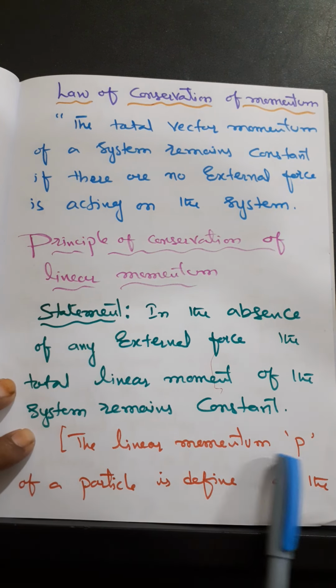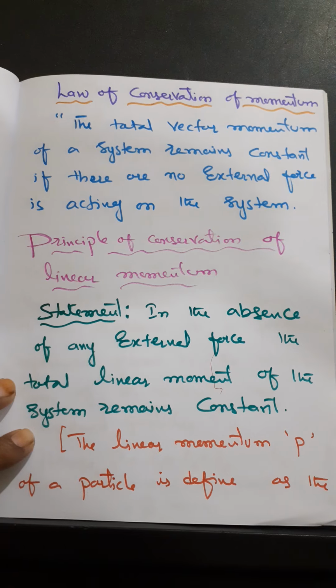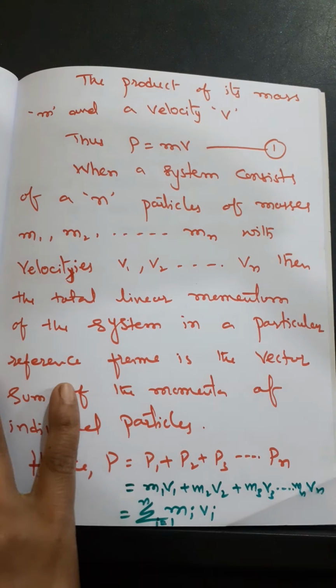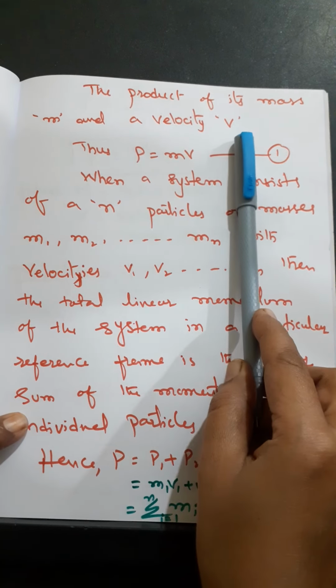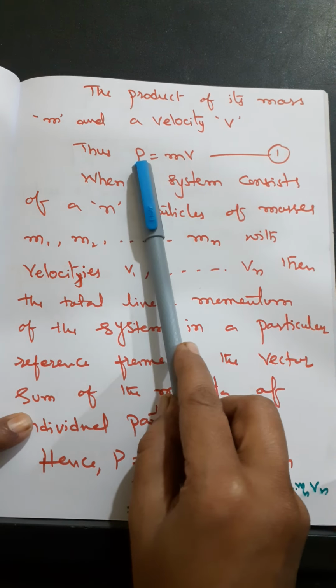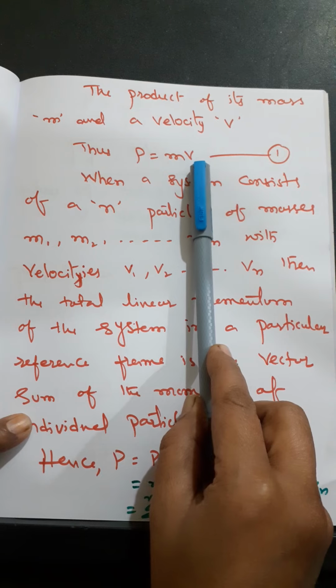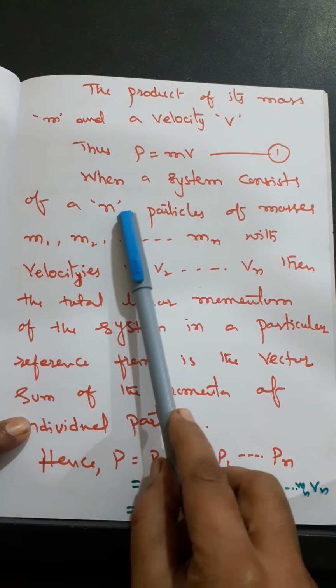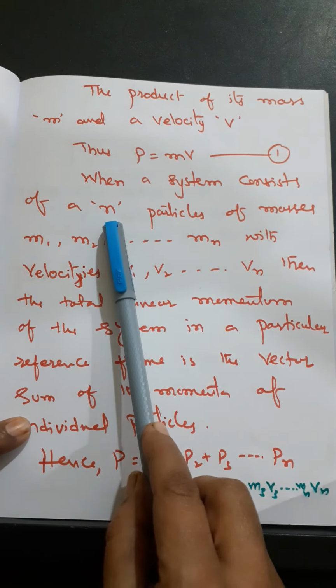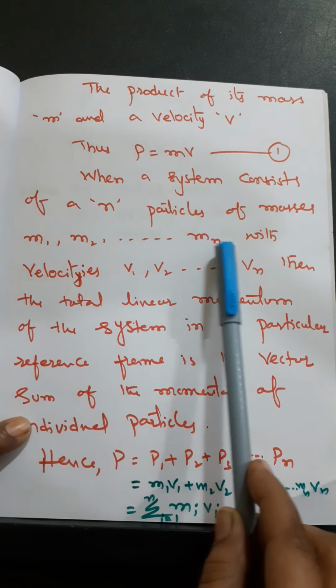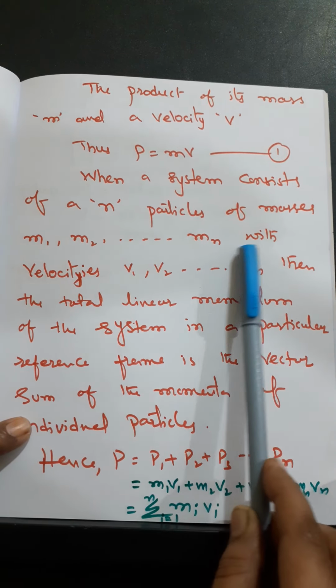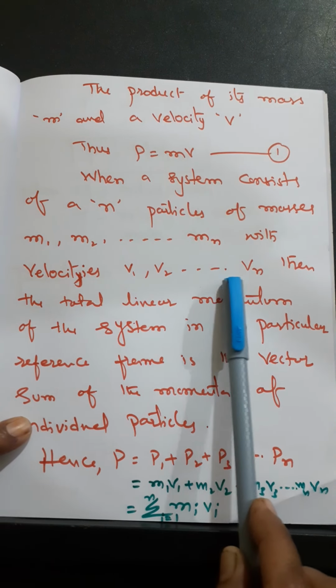The linear momentum P of a particle is defined as the product of its mass m and velocity v, that is P = mv. We know this generally. Now let us suppose a system consists of n particles having masses m1, m2, m3 up to mn with velocities v1, v2, v3 and so on.